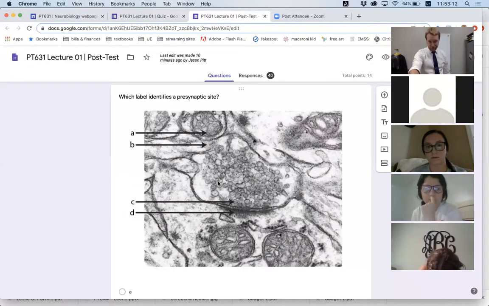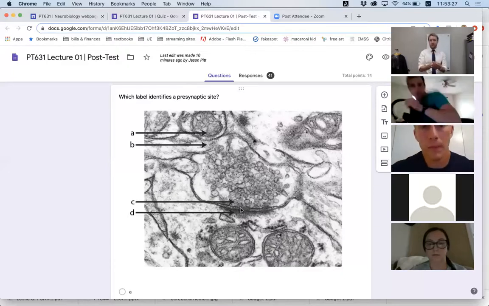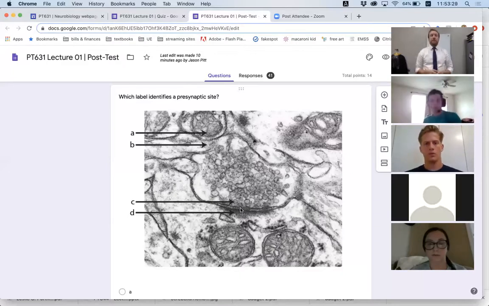Here's the presynaptic site. Notice there's not a whole lot of space between these. They are right there next to each other. That's going to ensure that as soon as we spit out our neurotransmitter, it's going to contact neurotransmitter receptors. We're not going to have to wait.